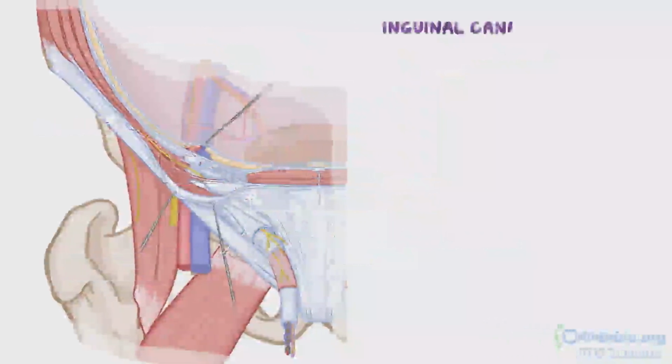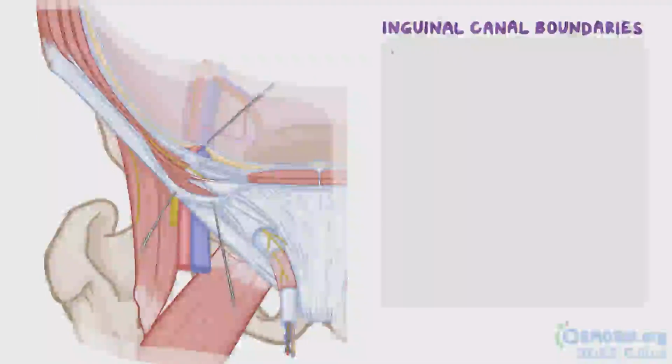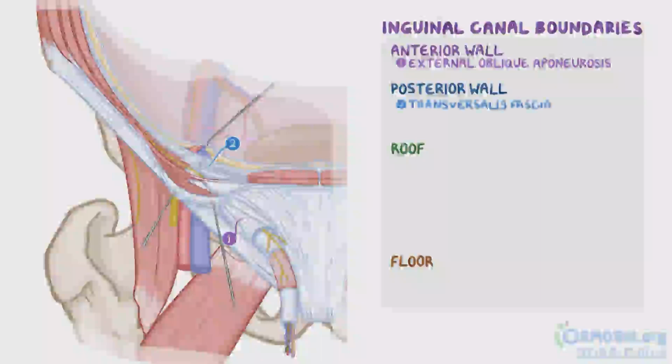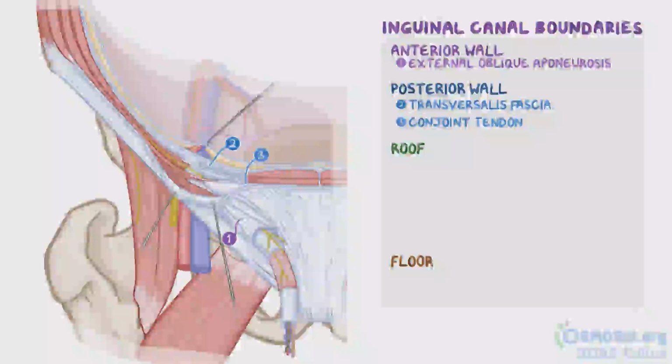Now, the inguinal canal has 4 boundaries, which include the anterior and posterior walls, the roof, and the floor. The anterior wall is made up of the external oblique aponeurosis, while the posterior wall is formed by the transversalis fascia and is reinforced medially by the conjoint tendon, which is the union of the transversus abdominis and internal oblique aponeuroses. The roof is formed by different elements along the canal.